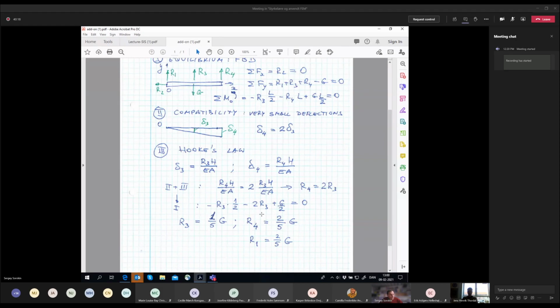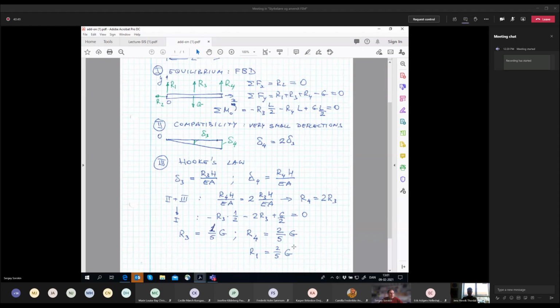And then we say, okay, now that's very simple. We have this R3 is one fifth G, and then R4 is twice R3, let's say 0.4 G. And then we also have to find the reaction R1. And for this purpose, we use this not yet used equation for the sum of the forces in the vertical direction. And then we find that our R1 is 2G divided by 5. So this is how the problem is solved. Any questions?